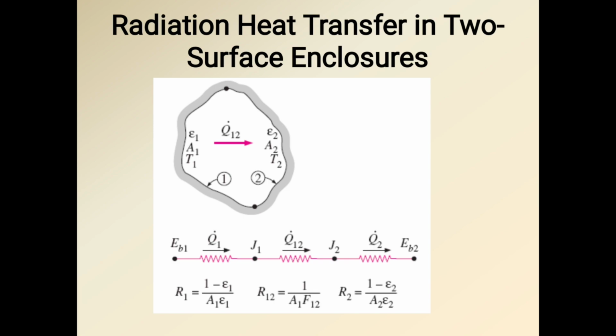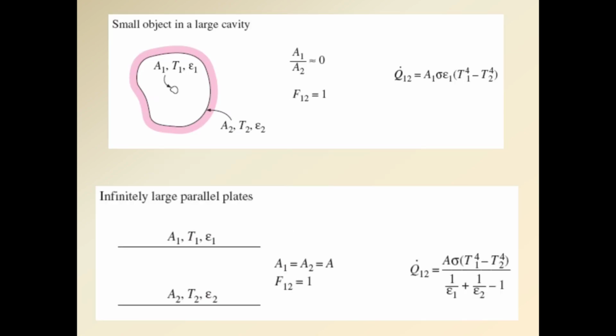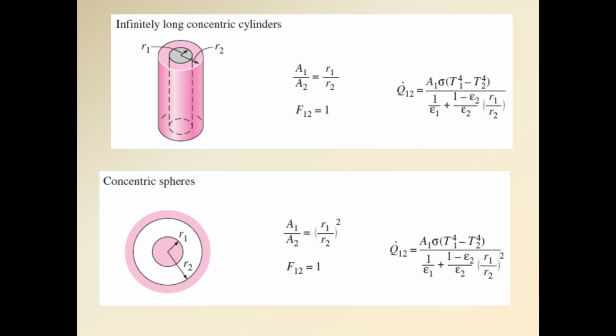There are two surfaces. It is a large cavity and infinitely large parallel plates. It is the radiation that occurs in spheres and cylinders.